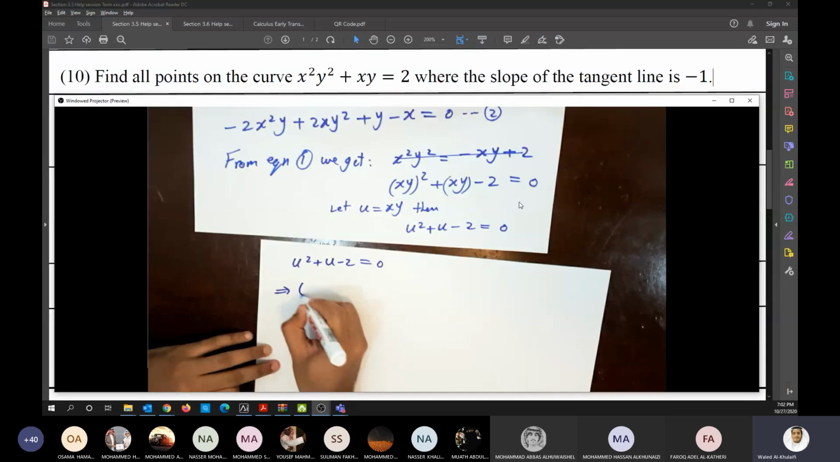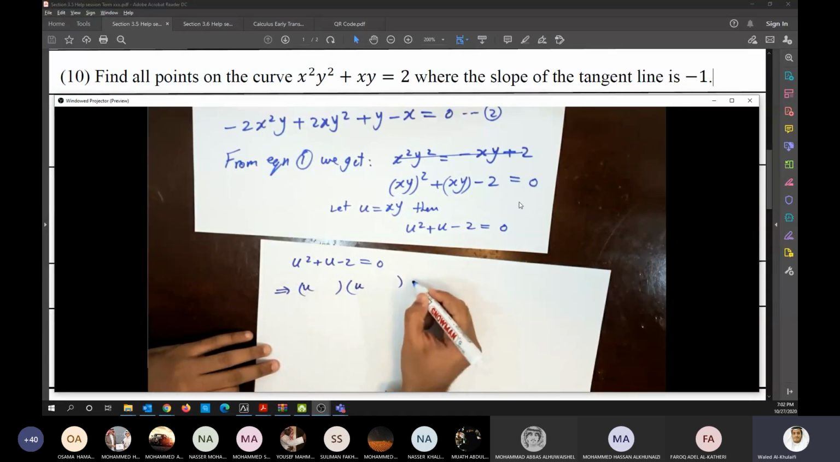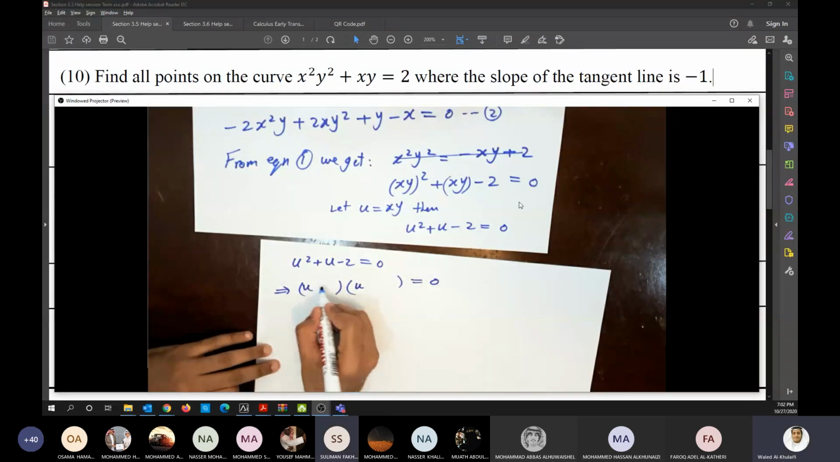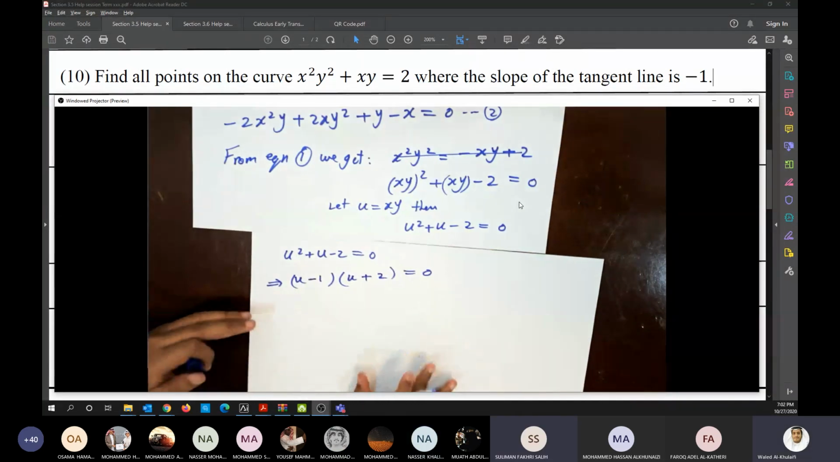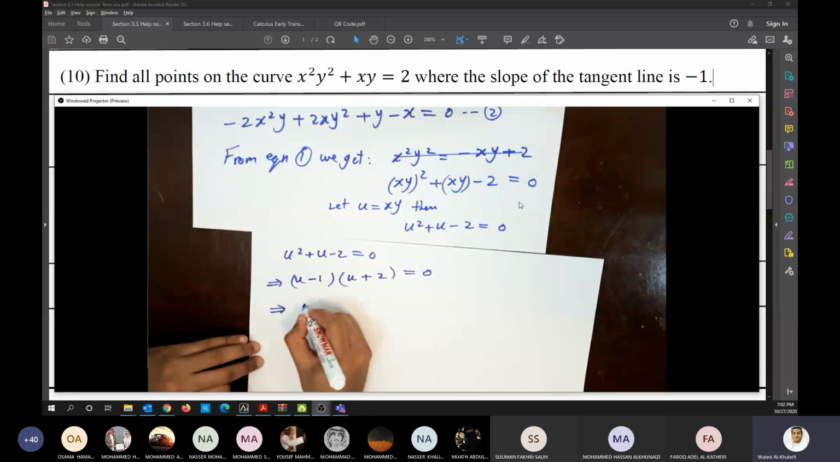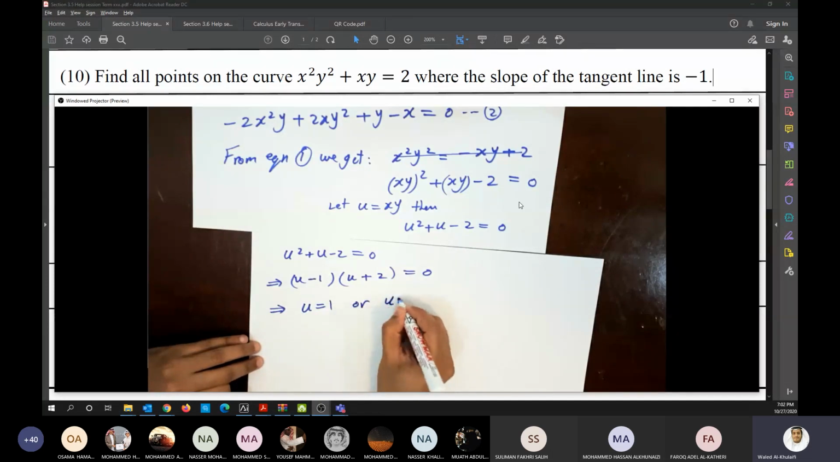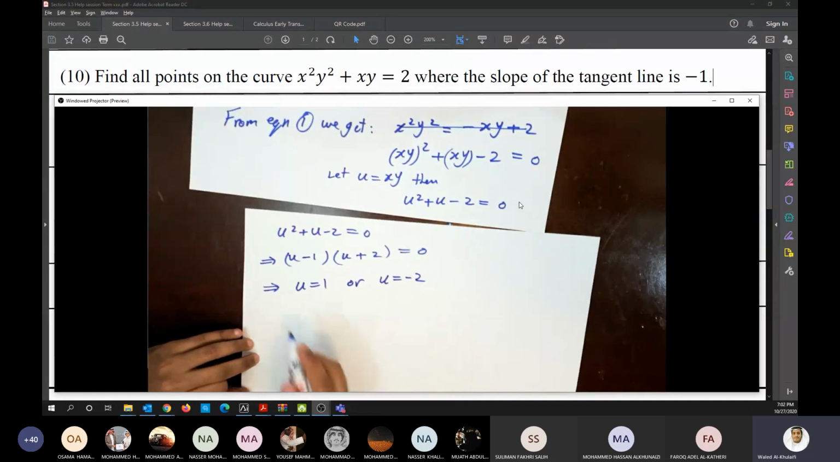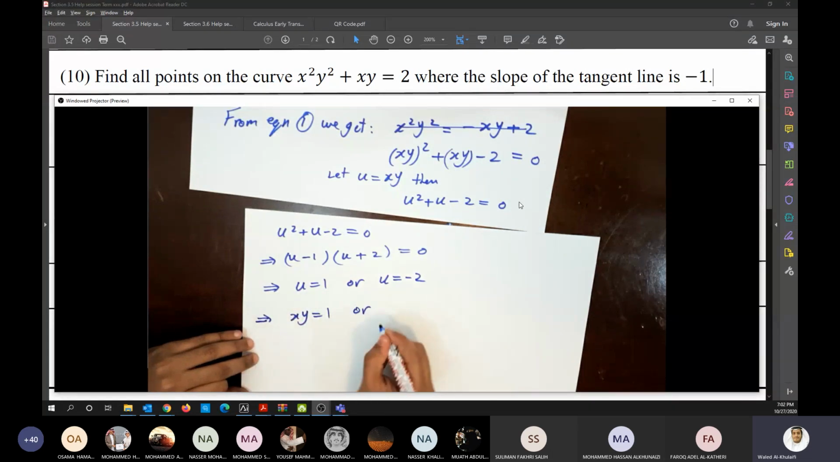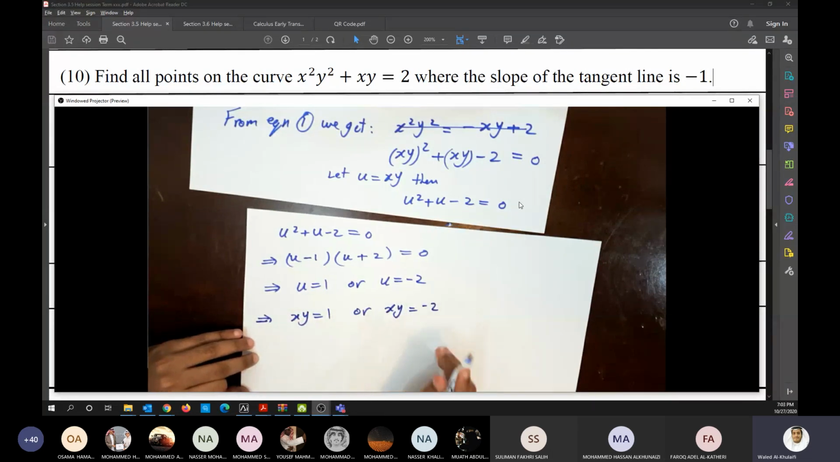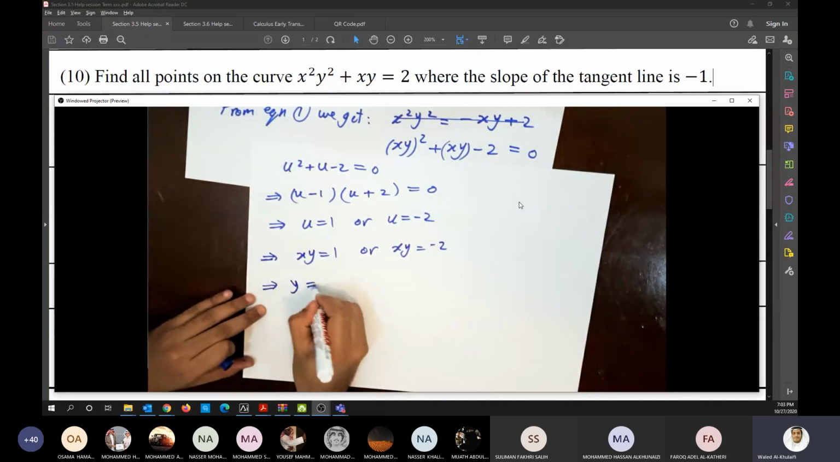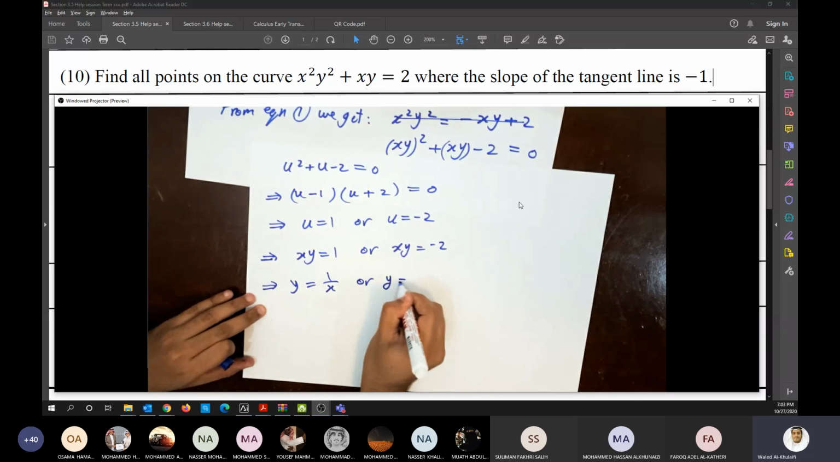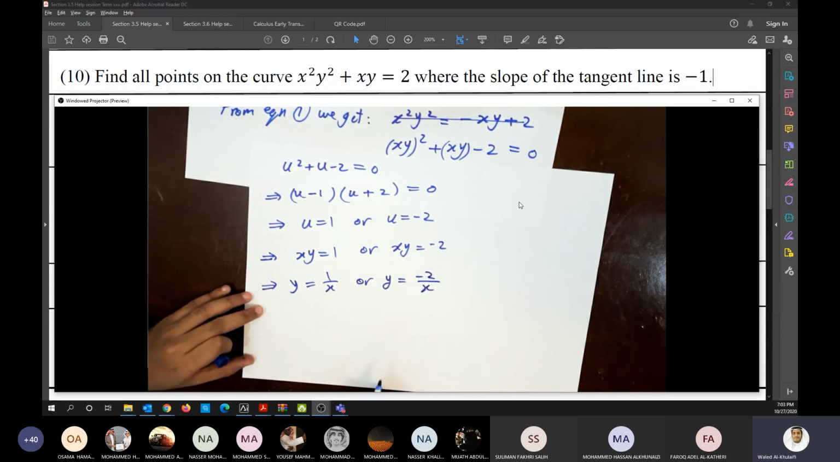So now u squared plus u minus 2 equal to 0. You can simplify it. It will be what and what? Plus 2 and minus 1, exactly. So now this implies that u equals 1 or u equals negative 2. Now remember u is xy, so xy equals 1 or xy equals negative 2. So now you can say y equals 1 over x or y equals negative 2 over x.